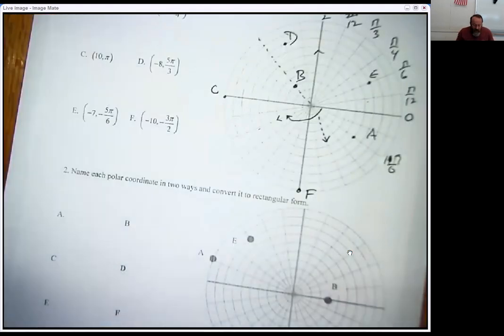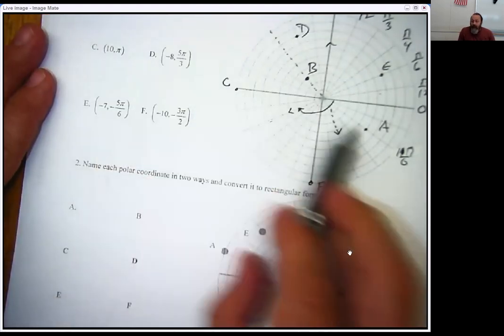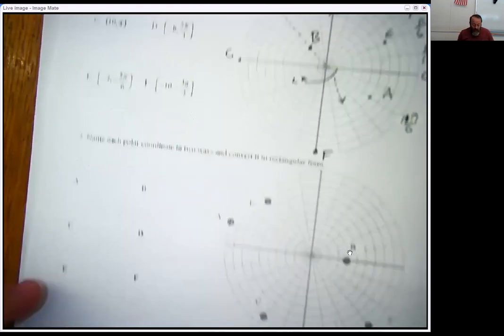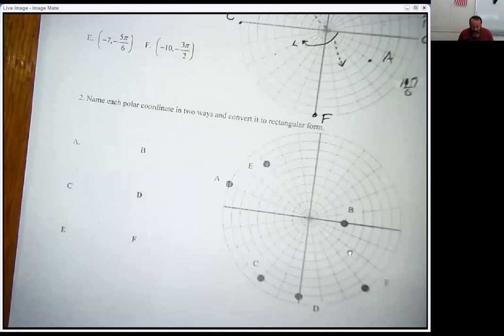Now, all of these, I gave you a name and asked for the location. Over here, I gave you a location and I asked for a name. And I did mention earlier that there's more than one way to name each. And so I'm not going to do all of these points. I just thought I would do a couple.